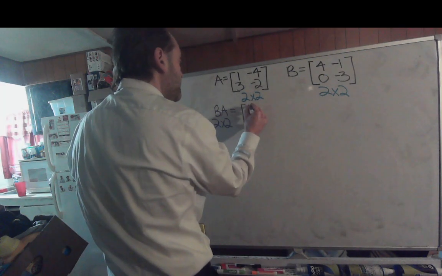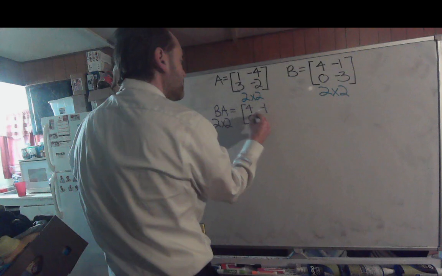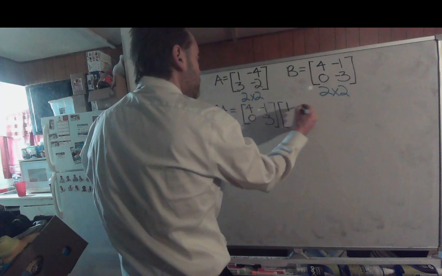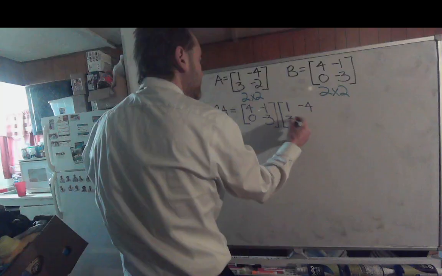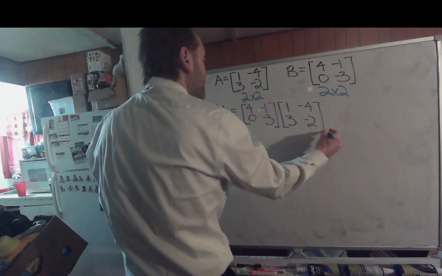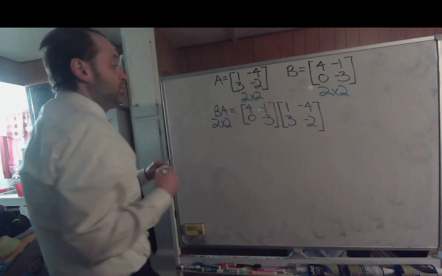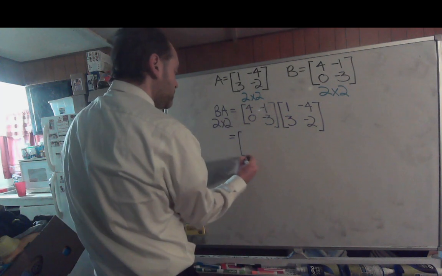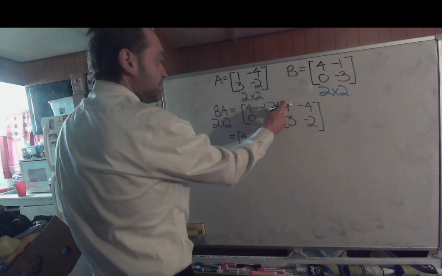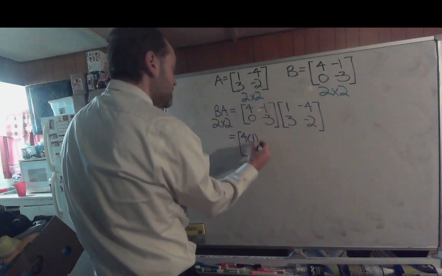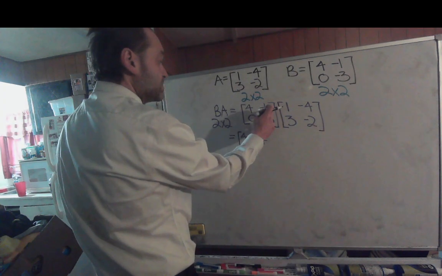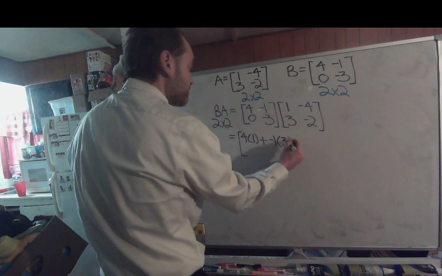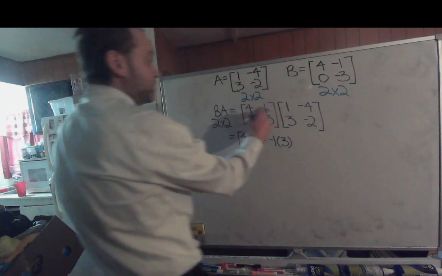We're going to take 4, -1, 0, -3, all that times matrix A, which would be 1, -4, 3, -2, all right? Now, to do this, you're going to take the first number in the first row, which is 4, multiply it by the first number in the first column, which is 1, plus the second number in the first row, which is -1, times the second number in the first column, which is 3. That ends the first row and first column.